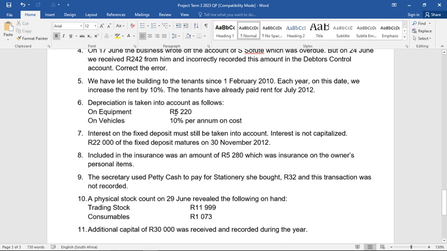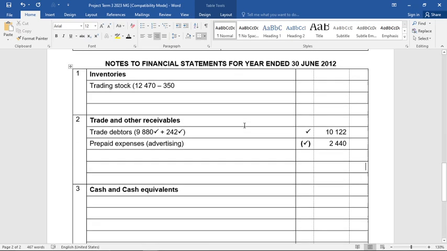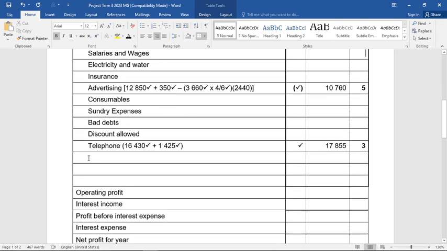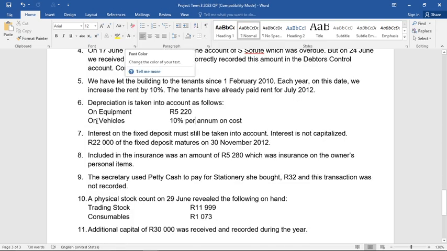On equipment, 5220, great, we don't have to show any calculations here, it was just given to us. And on vehicles, 10% per annum on cost. Right, so if we go to our depreciation in our income statement, we would notice that the pre-adjustment does not have any depreciation yet. So we're going to have a new account under expenses for depreciation. The depreciation we've already got is on equipment, I think. So we've already got 5220 that we can put in brackets, and now we have to work out the depreciation on vehicles. So it's 10% per annum on cost.